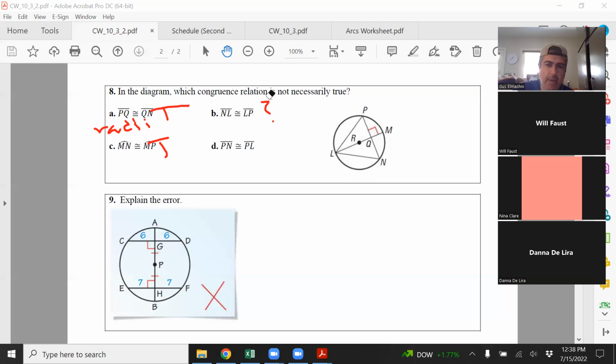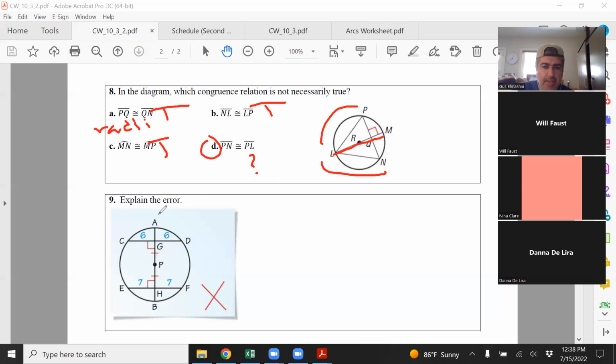Actually, let me take it back. I believe this is true. Yeah, I believe that would be true because this is cutting this in half. So these are going to be equal distances. MP is part of that chord that gets cut in half. But PN and PL, that I don't know. So the answer is D. That one's kind of a weird one.